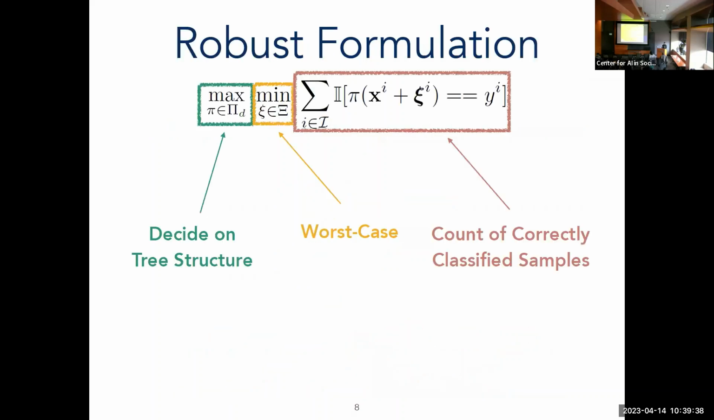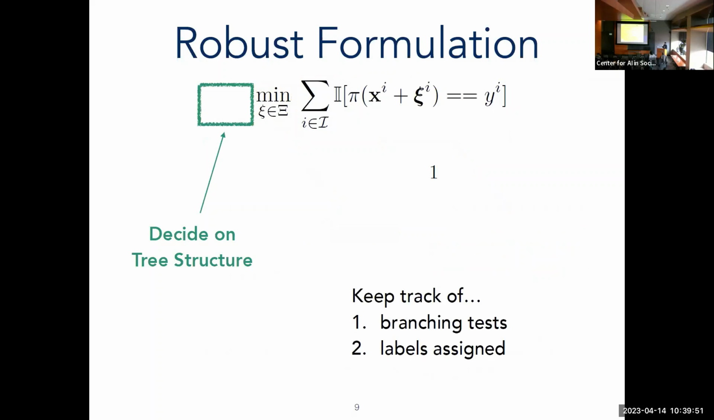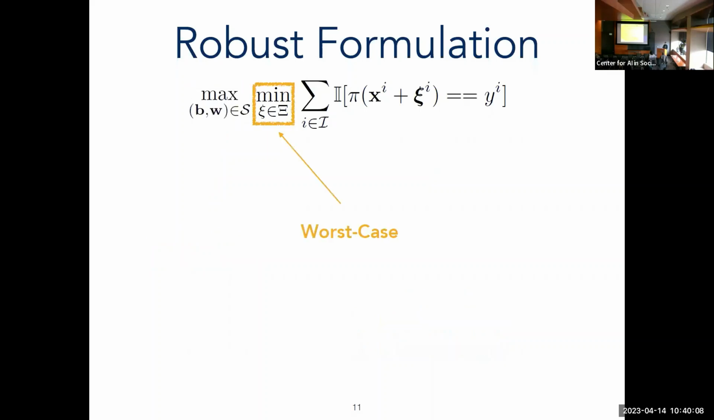So mathematically, what is this problem? Well, we want to maximize the training accuracy, which is the number of correctly classified samples in the worst case distribution shift. To break this down, my figures are not showing up, which is great, but it's okay. First you want to decide the tree structure. We can encode that into binary variables that relate to the branching set of tests and the labels that you assign. And you can also model the worst case distribution shift by a perturbation of your training set.